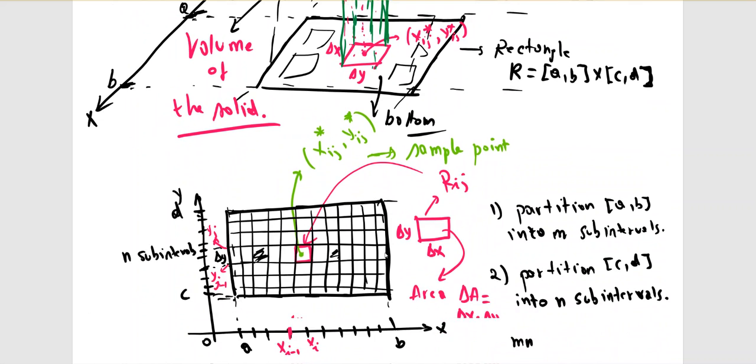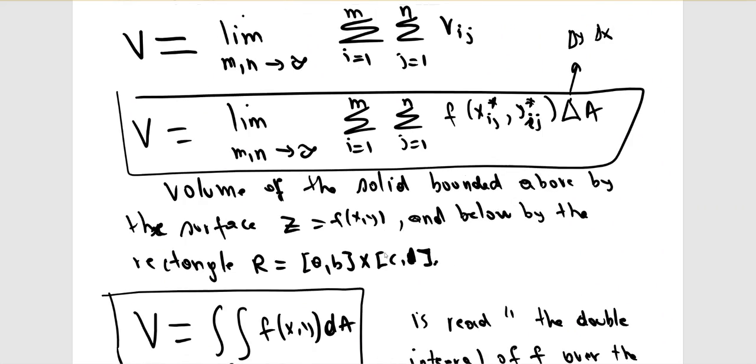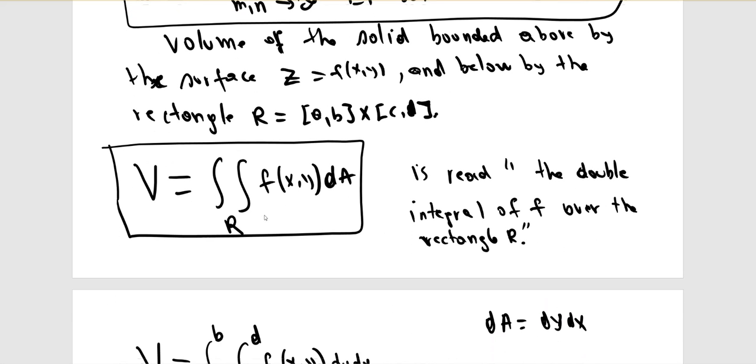So we already went through the theory. Here, the volume of that object is represented by a double integral over R. R here stands for the rectangle, which is the domain of the function f of x y. So you're going to double integrate the function f of x y over the rectangle.